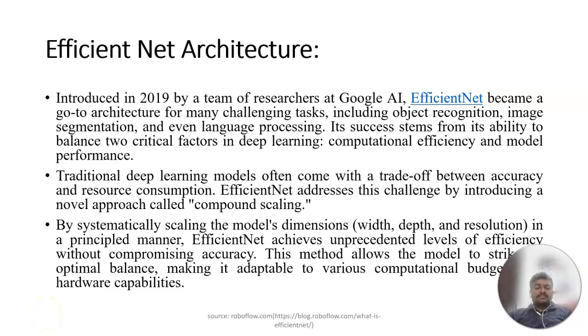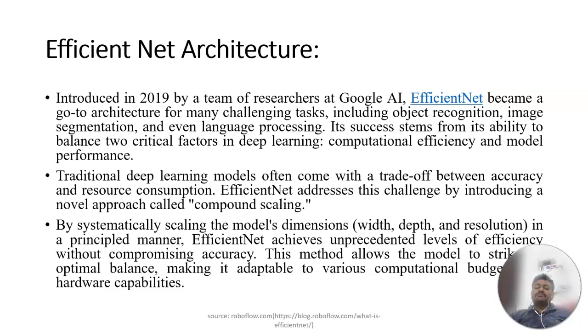Okay, so in this lecture, we will discuss the EfficientNet architecture. This EfficientNet architecture was introduced by researchers at Google Artificial Intelligence, Google AI, and it is designed for many challenging tasks, including object recognition, image segmentation, and natural language processing. This is used instead of many other deep learning networks and techniques in order to improve computational efficiency and increase model performance.